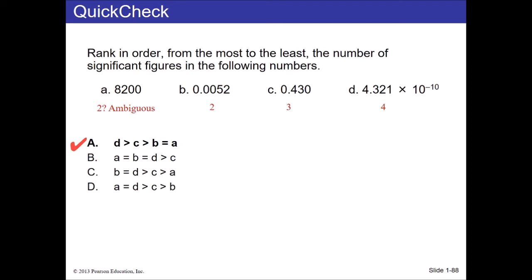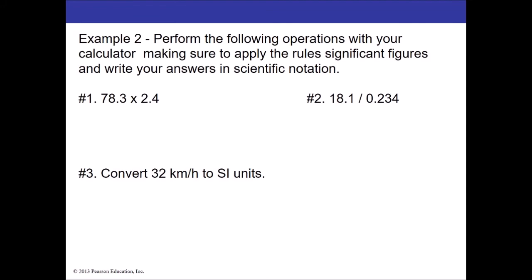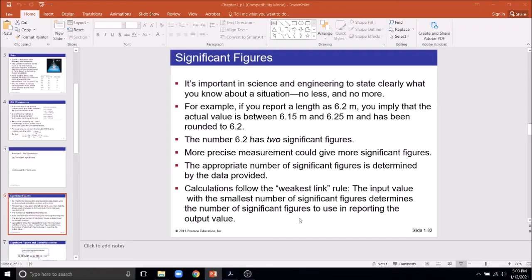For C, 3 significant digits. The 0 in the front doesn't matter because it's for the decimal, but the 0 in the back is an explicit 0. Doesn't look like it needs to be there, but it's been explicitly placed there. So we know that it is important. And of course, D, 4 significant digits. So the answer would be D, C, and then B equals A. So 4, 3, and then both the other ones have 2. Great.